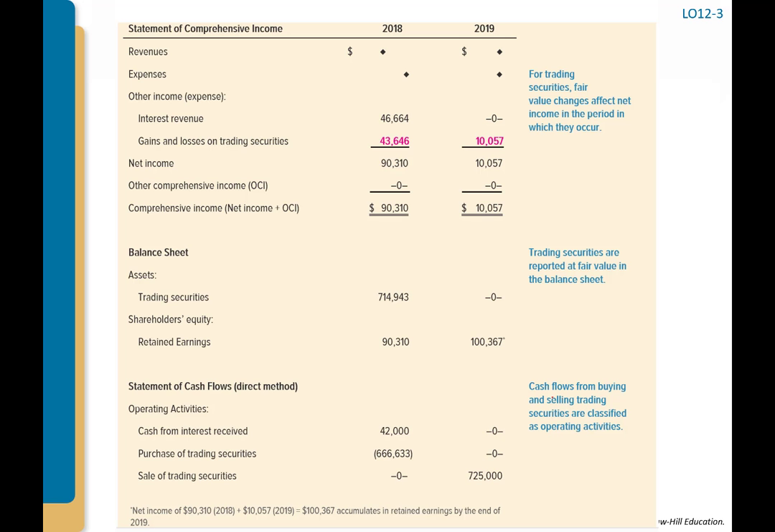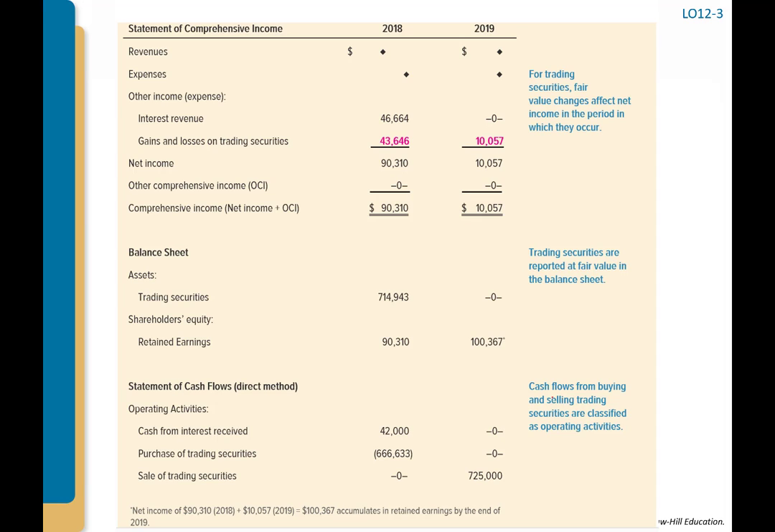Okay, so you take a look here, guys. You can see what there was, the interest income right here, the 4664. The 43646 was the valuation gain. That was in 2018. Okay, and then when we got to January 5th, 2019, then we just had the valuation gain, and we sold the thing, right?